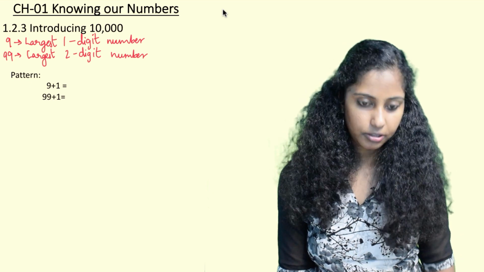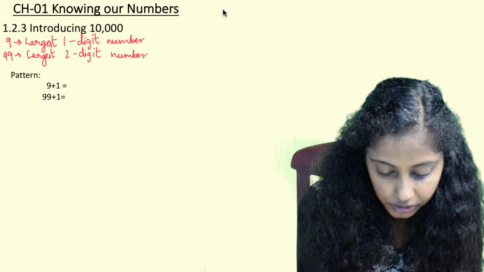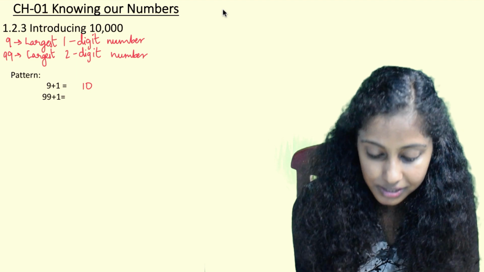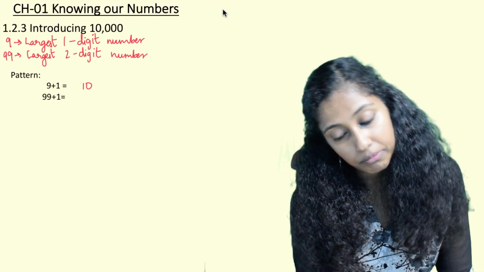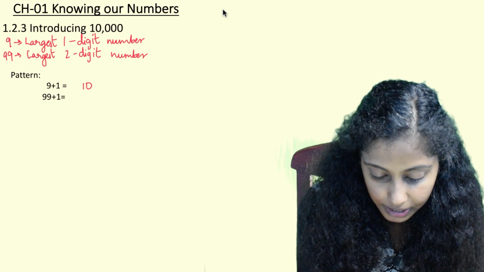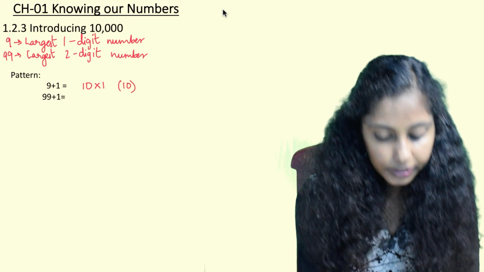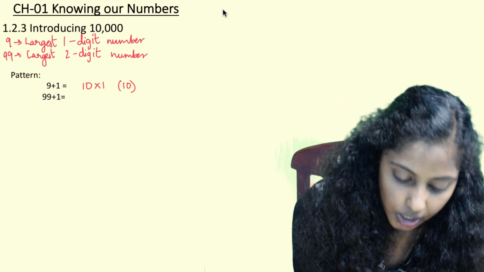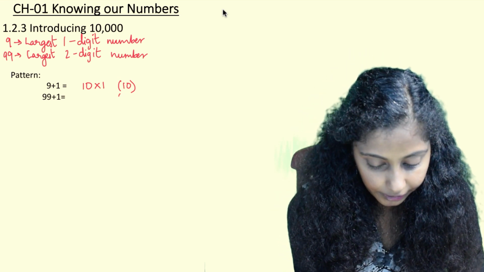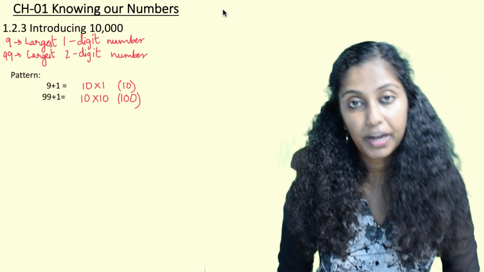Now let us see a pattern. Here you can see 9 is the largest single digit number. I am adding 1 to it, so I get 10. So 9 plus 1 is 10, and this 9 is the largest 1-digit number, and this 10 is the smallest 2-digit number, and this can also be written as 10 multiplied by 1. Now if I write the largest 2-digit number 99, if I add 1 to it, I get 100. And this 100 can also be written as 10 multiplied by 10.